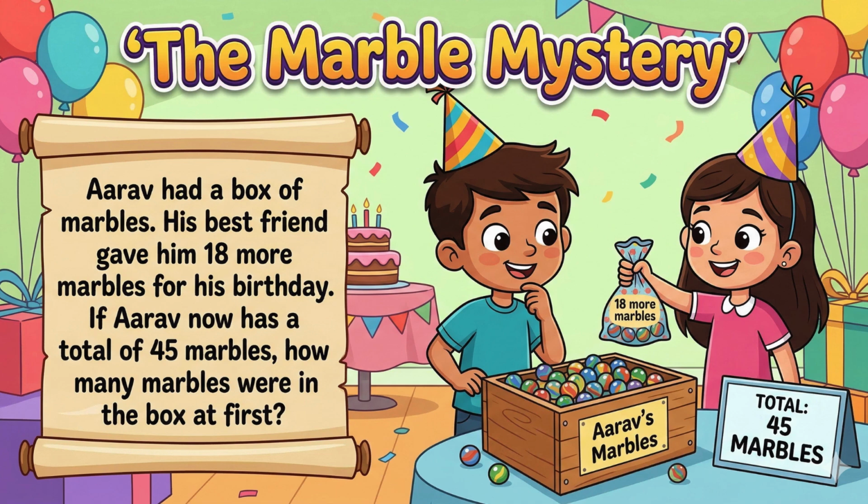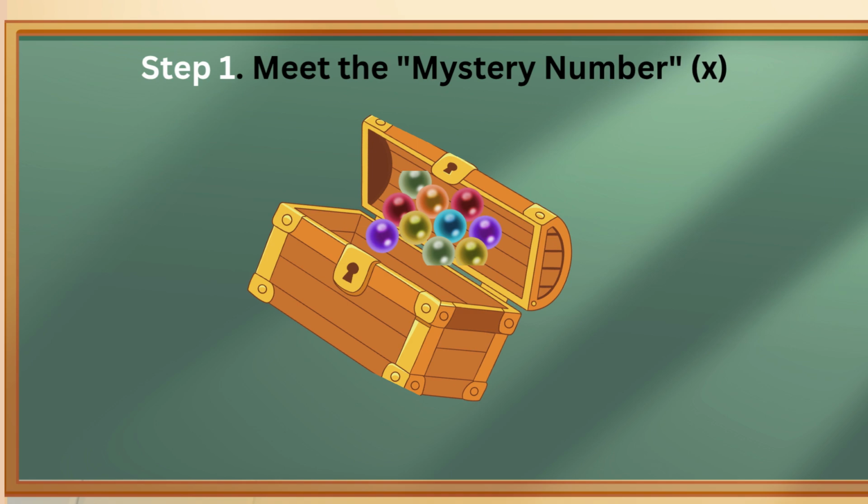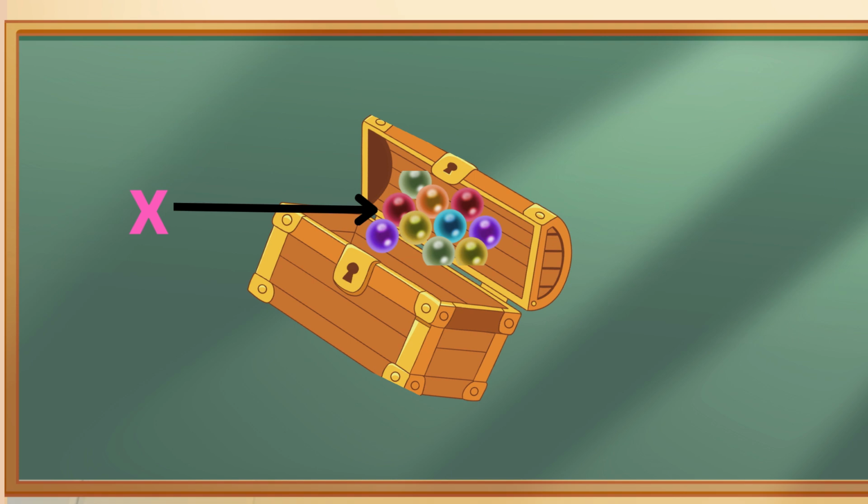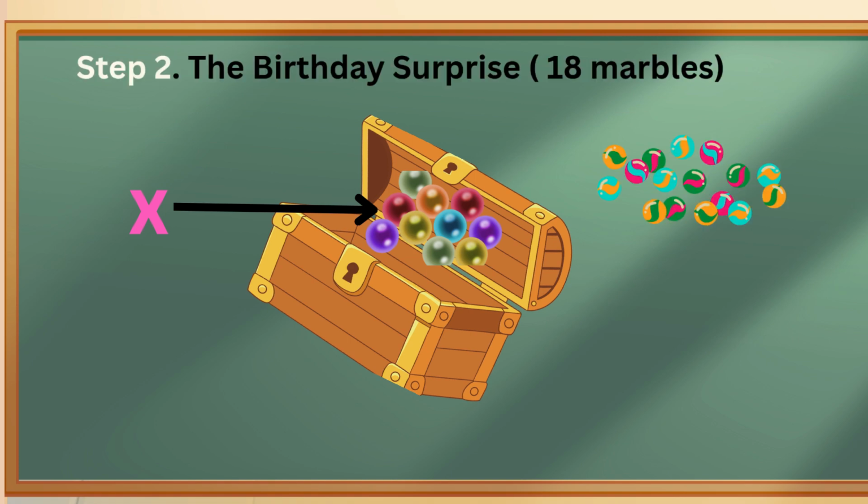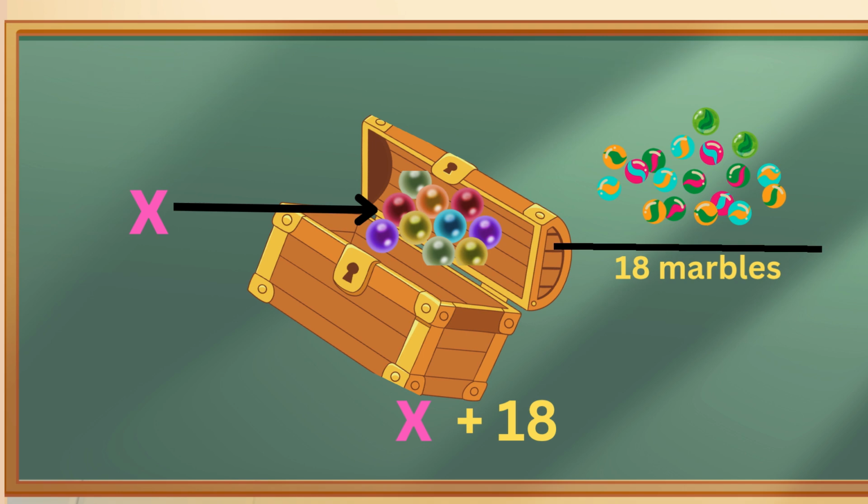Before Araf had 45 marbles, there was a secret number in this box. In maths, we call that secret number a variable and we will represent it by the letter X. Now, on his birthday, he got 18 more marbles from his friend. Since we are adding to the box, we use the plus sign. So it is plus 18. So the expression will become what? The X, the marbles already present in the box, plus the marbles gifted by his friend.